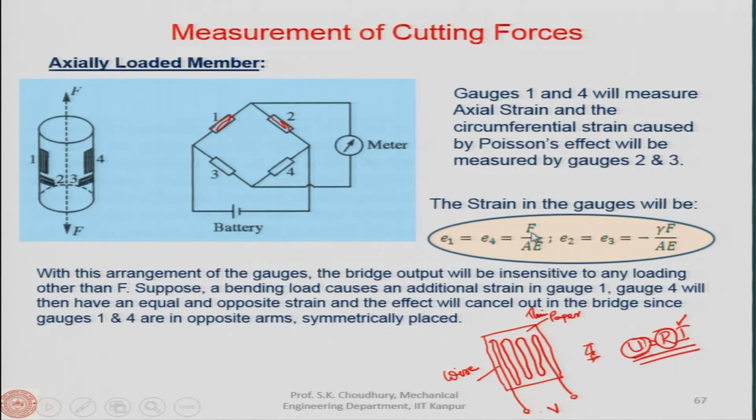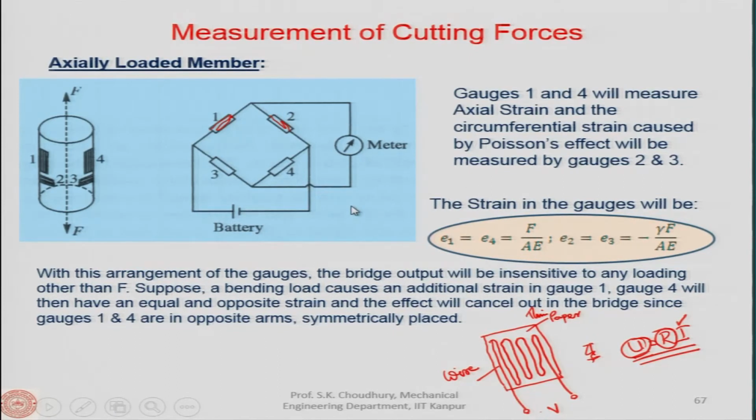So, the strain that you are measuring with this meter is proportional to F. If you are measuring the strain, indirectly it will give you the value of the force that is acting here. So, this is the measurement of the force we are talking about.